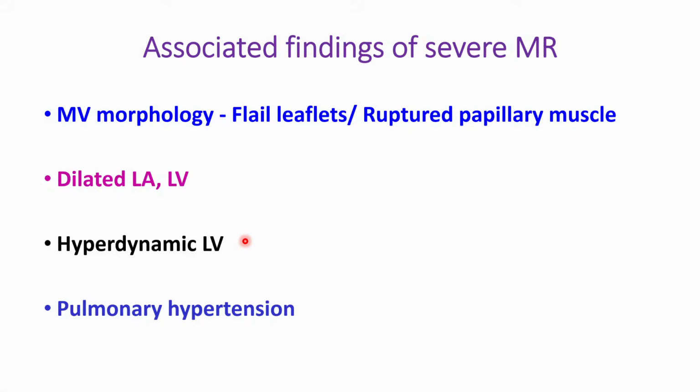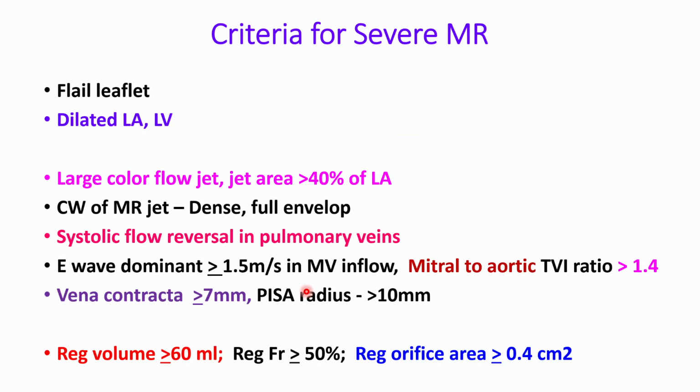MR is always associated with a hyperdynamic LV. Normal EF we usually say is more than 55%, but in the presence of MR, an EF of more than 70% is considered normal. If it is less than 70 or 65, then we consider it a decreased EF, and an EF of less than 50 is an indication for sending the patient for surgery. Also look for associated pulmonary hypertension.